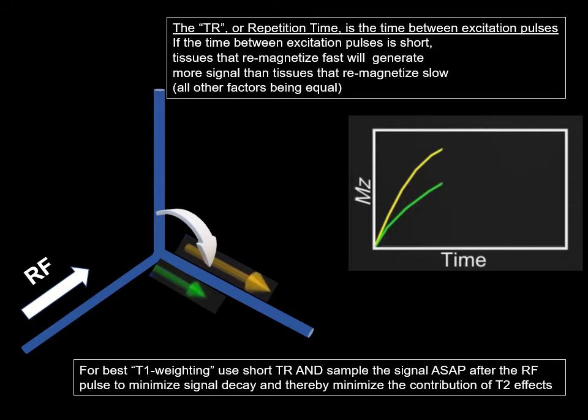For best T1 weighting, a relatively short repetition time is used, and right after the tip of the magnetizations into the transverse plane, the signal is sampled as fast as possible to minimize the contribution of T2 decay to the amount of signal that is achieved. So to get a T1 weighted image, one wishes to use a relatively short TR to maximize the difference between T1 recoveries, and a short TE to minimize the contribution of T2 effects to the image.